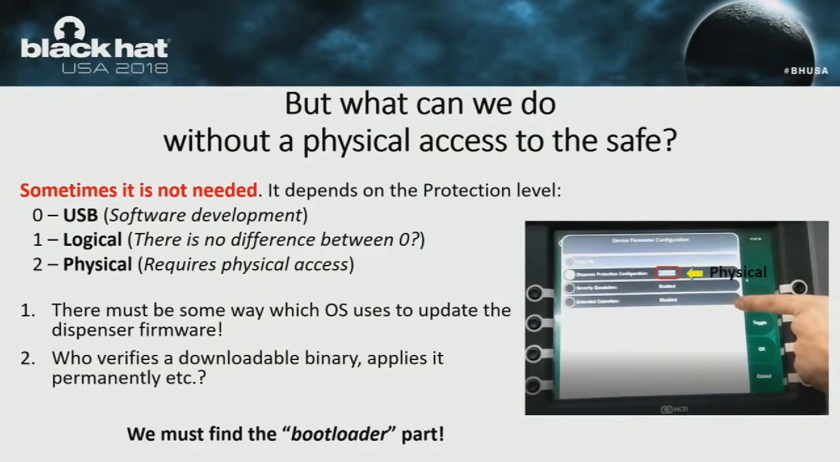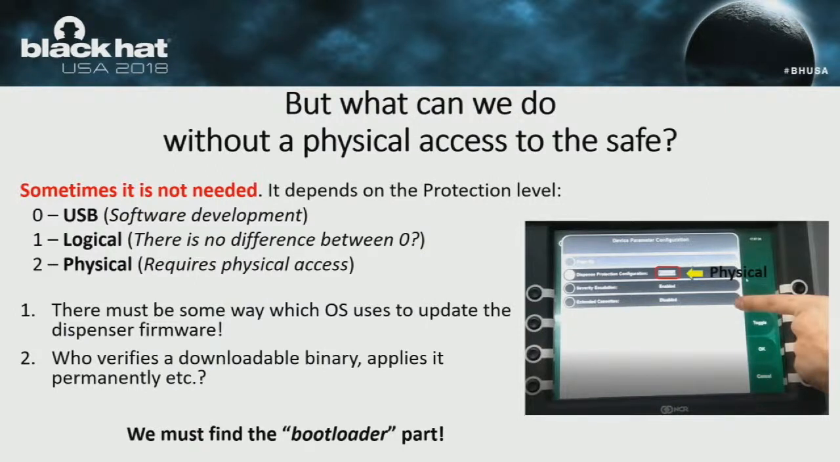Unfortunately, we don't have physical access to the safe where the dispenser controller is located, so we cannot perform the initial key exchange. It's only possible if the protection level parameter was set to USB or logical one. To downgrade the protection level from physical one, you also need to have physical access to the safe. So what should we do?